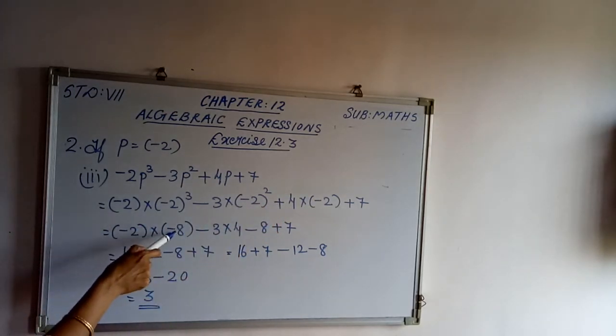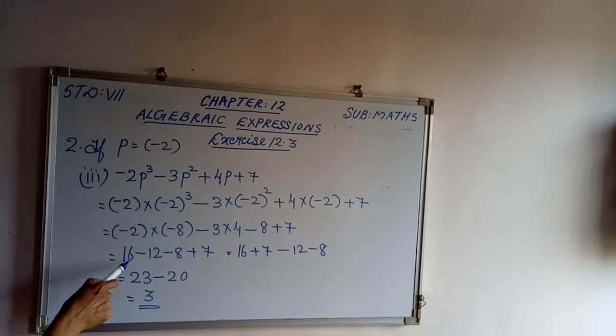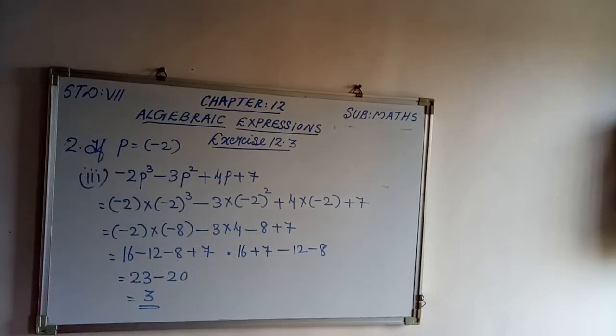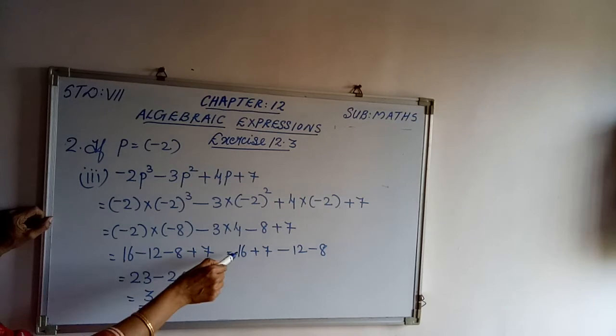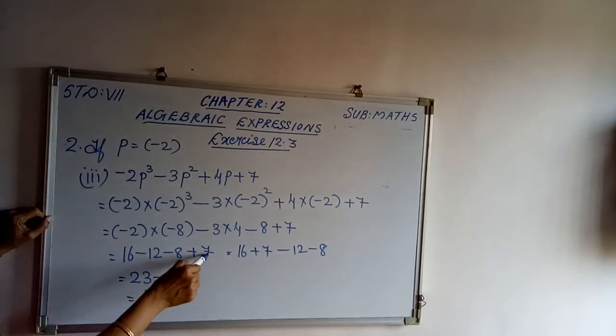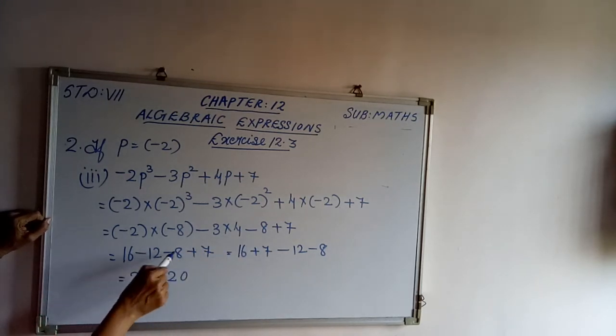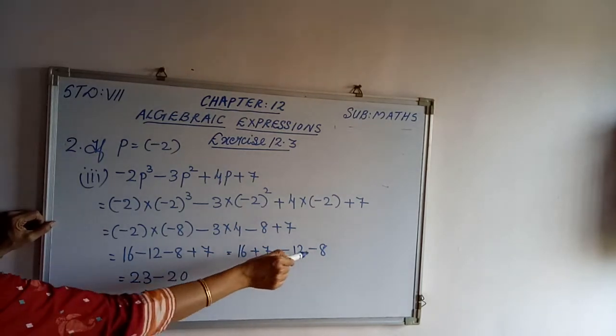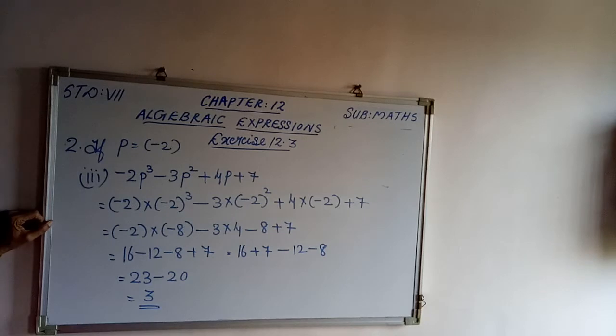Minus into minus becomes plus, so 2 into 8, 16, minus 3 into 4, minus 12, minus 8 as it is, plus 7. Now I rearranged it, I grouped it: 16 plus 7, minus 12 minus 8. 16 plus 7, 23, minus 12 minus 8, minus 20. 23 minus 20 will give you 3. I hope question 1 and 2 is clear to you.